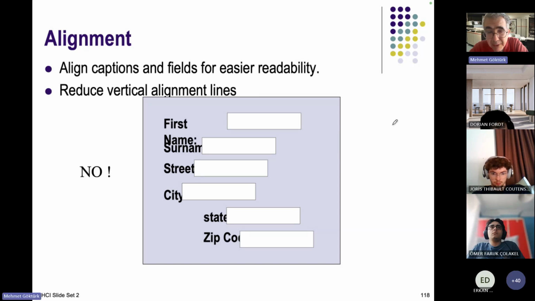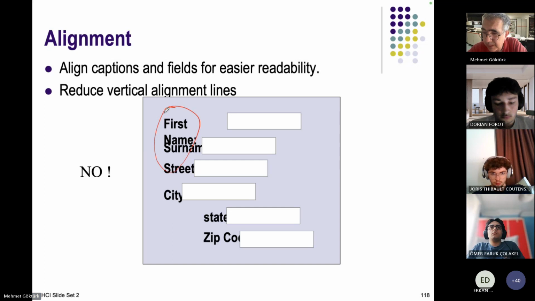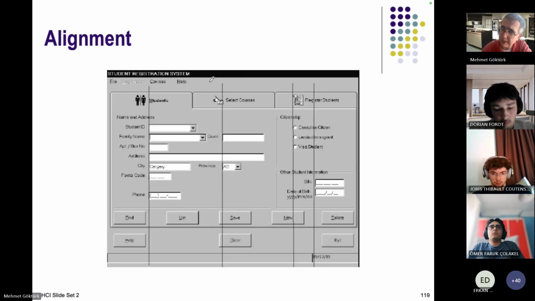Align captions and fields. These are captions. Align captions and fields for easier readability. Reduce vertical alignment lines. What is a vertical alignment line? I don't say align everything. It is like this. These are alignment lines.